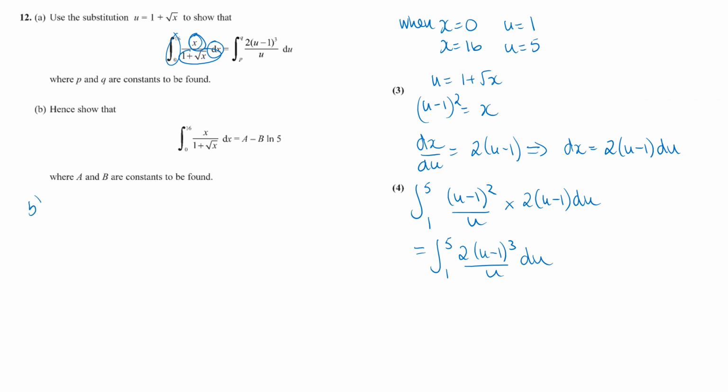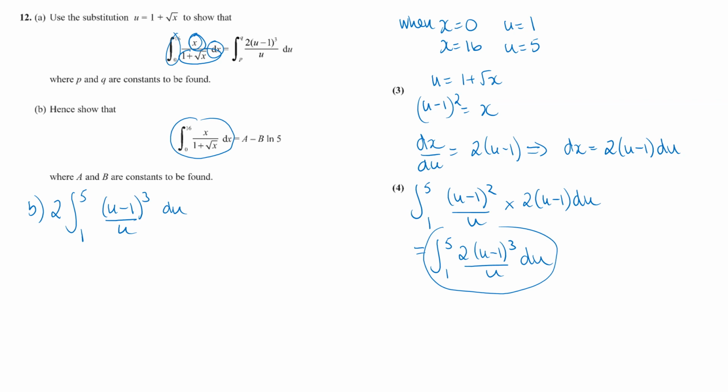Part B, we need to hence show that this integral is equal to a minus b ln 5. So what we can do, instead of integrating, is just use all of this and keep everything in terms of u. We don't need to transfer back to x. We can just now integrate between 1 and 5 in terms of u. So what I'm going to do is take the 2 out of the integral and go from 1 to 5 of (u minus 1) all cubed over u du.